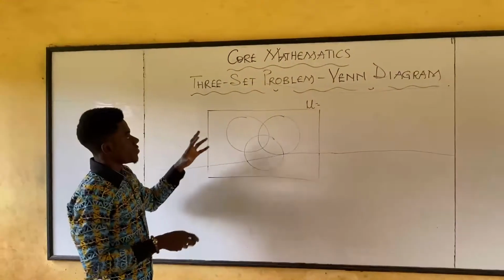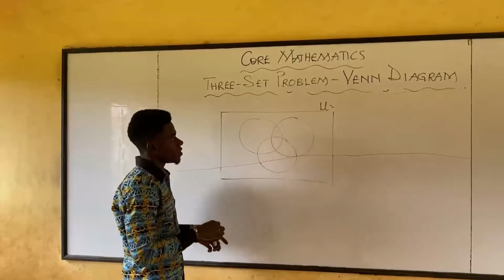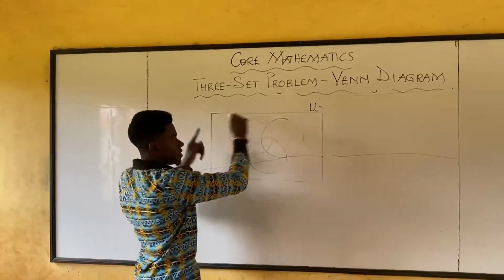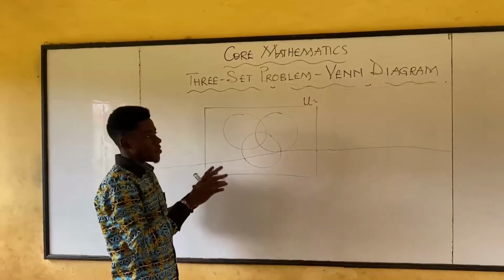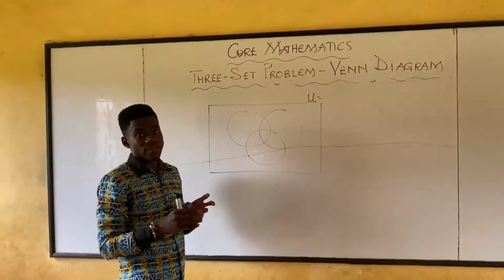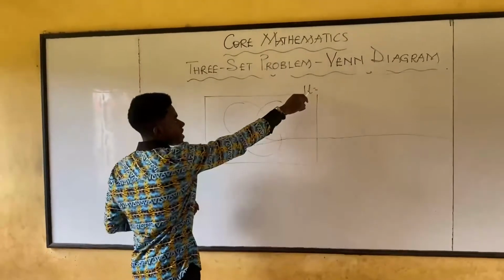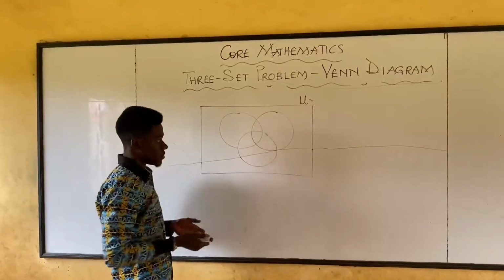Always, when you are given a three-set problem like this, or the Venn diagram, you will see there are three ovals in this rectangle. So these three ovals represent three distinct things under consideration. And this universal set talks about the totality of all things under consideration.